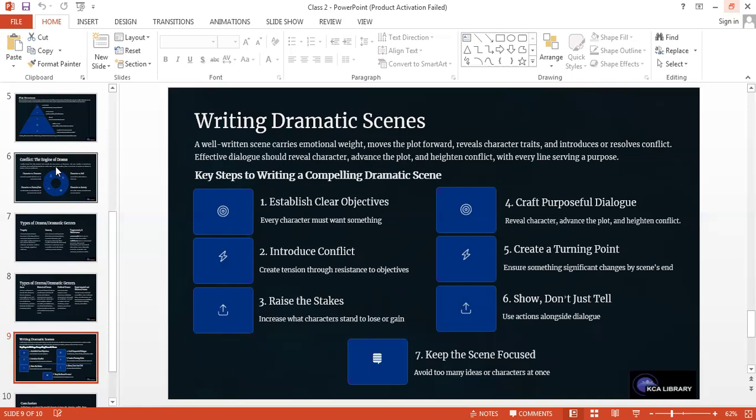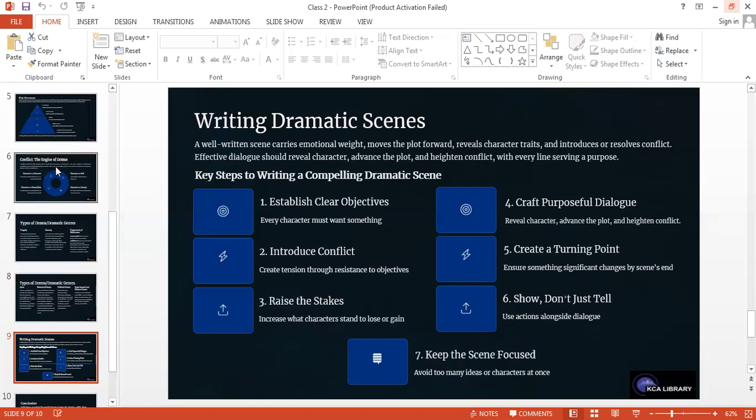The key steps to writing a compelling dramatic scene are shown on the slide. First is to establish a clear objective. Second is to introduce conflict, which is creating tension through resistance to the objective. The third is to raise the stakes, that is, to increase what the character stands to lose or gain. The fourth is to create purposeful dialogue, which reveals character, advances the plot, and heightens conflict. The fifth step is to create a turning point, which is to ensure something significant changes by the end of a scene.